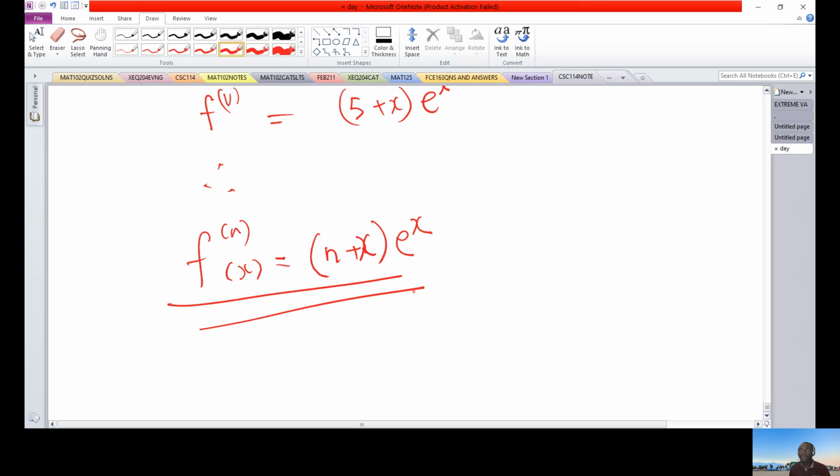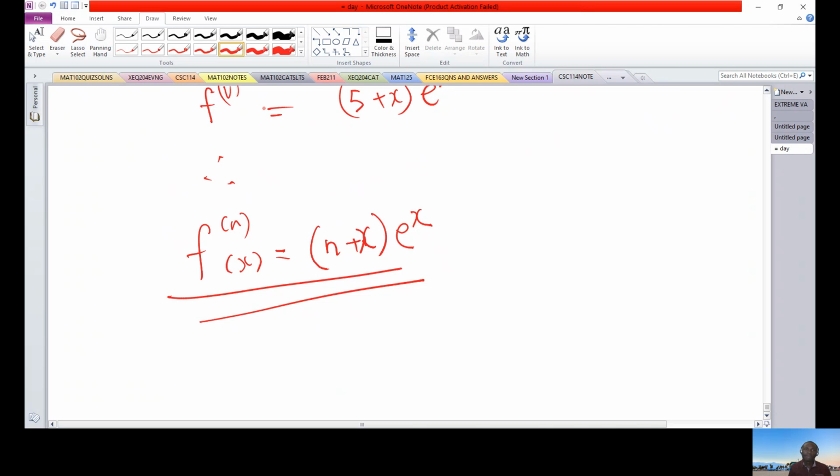So do practice on how to get other general formulas when you are given a function to differentiate. Thank you.